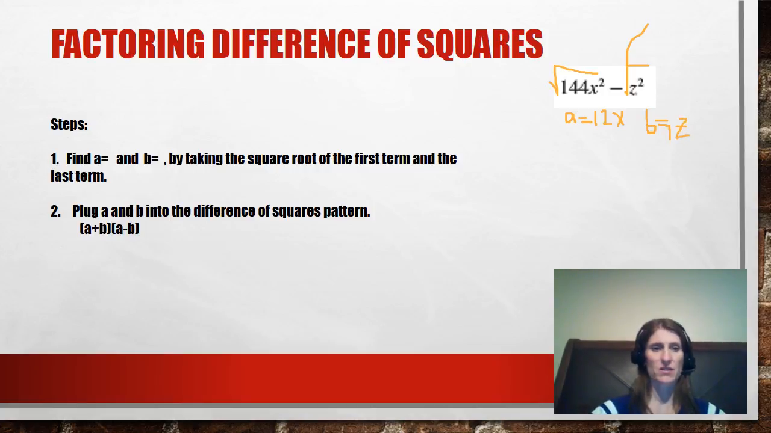Then I take those A's and B's and I plug them into that pattern down there. The first one is plus, and the second one is minus. So we do 12x, and this is z. And then we do 12x again. See how I just rewrite it again, but the first one has a plus sign and the second one has a subtract sign, and this one is z. And there's our answer.